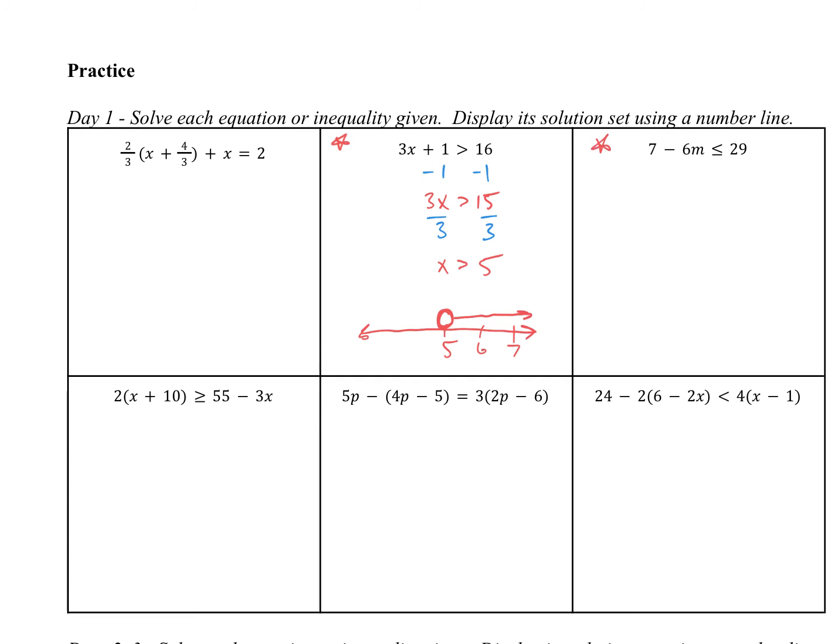Okay, the second one I'd like you to do is this problem here. And I'm going to go ahead and run through the solution. I would subtract 7 from both sides first, leaving you with -6m is less than or equal to 22. And then you're going to have to divide by -6. So m is now greater than or equal to -22/6. And if I graphed that, I would have my -22/6 right here, and my solution would be all of the values greater than and including -22/6.